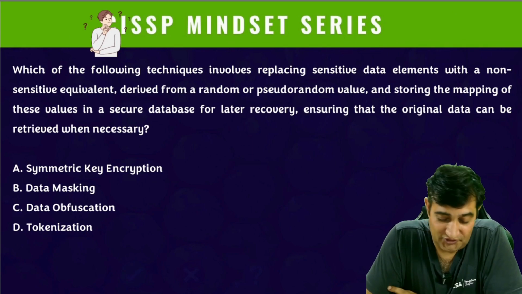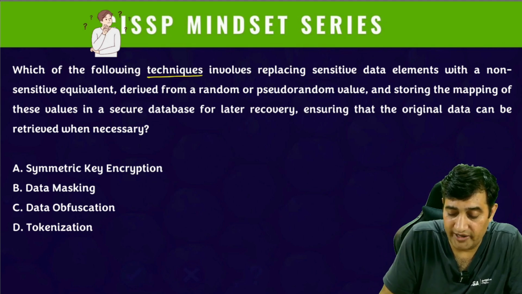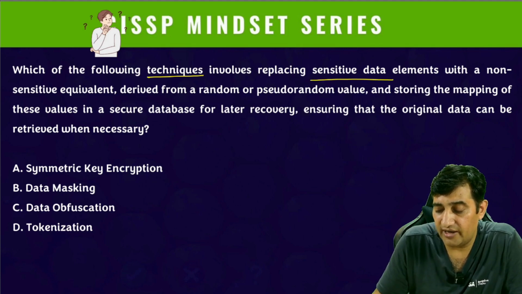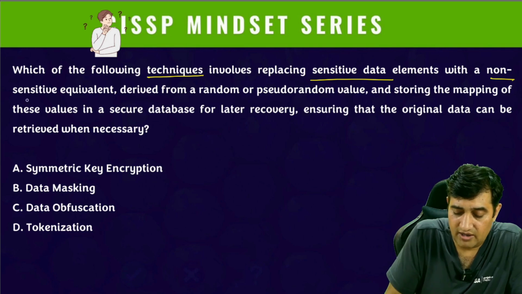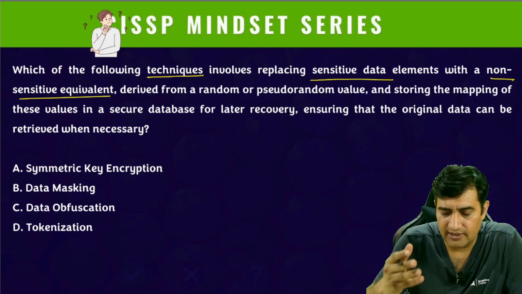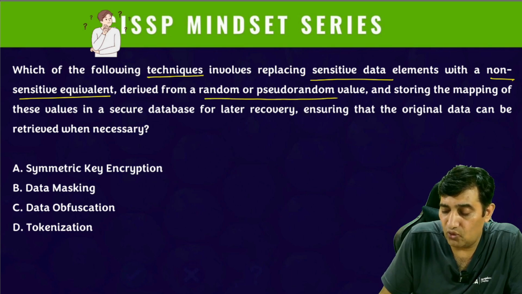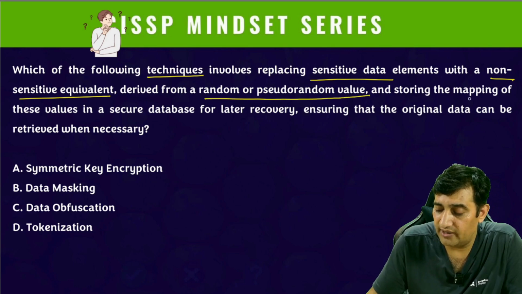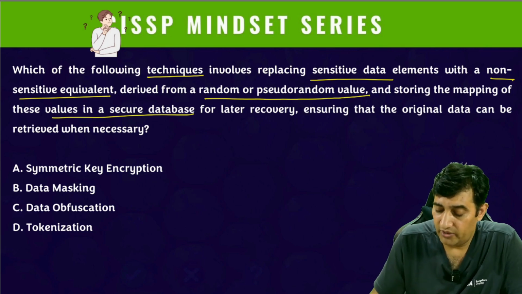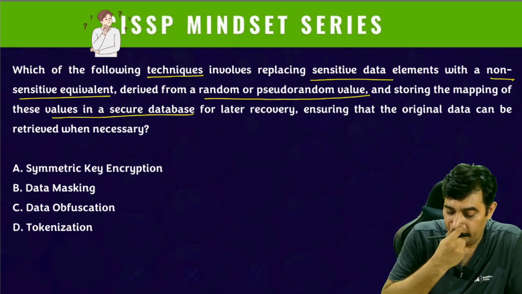Okay guys, let's go through this question, and this says which of the following techniques. So the question is basically from domain number 2. It talks about techniques that involve replacing sensitive data elements with a non-sensitive equivalent. That's great. We do that a lot, right? Whenever we need to anonymize or something like that. Then it says derived from a random or pseudo-random value and stored the mapping of these values in a secure database for later recovery. Okay, that means we have to recover it as well, ensuring that the original data can be retrieved when necessary.